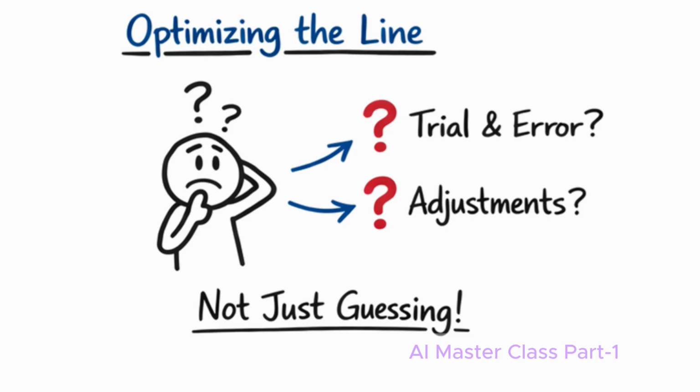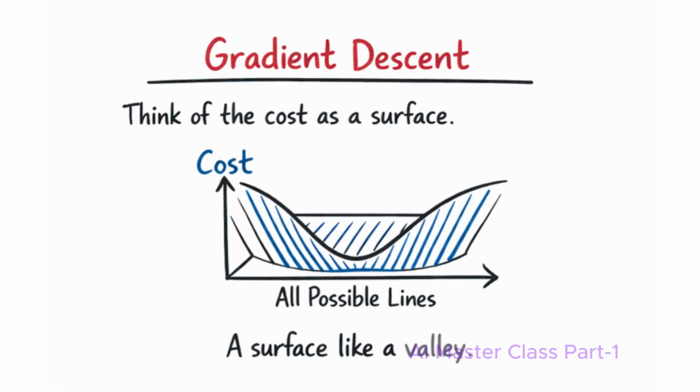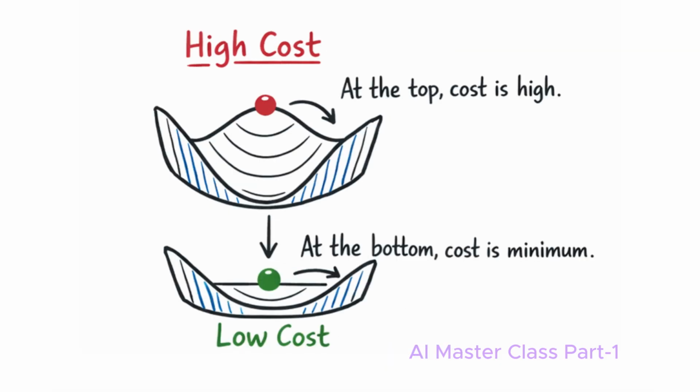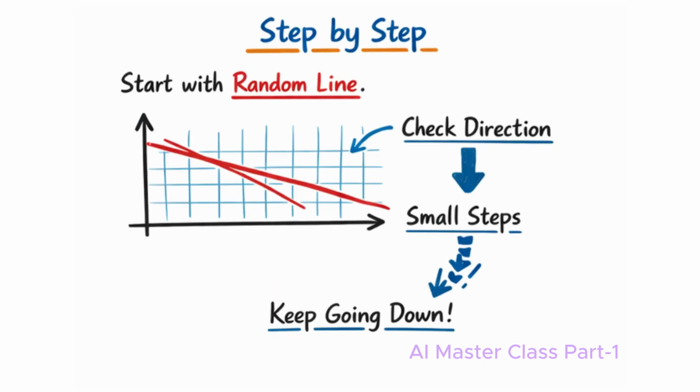We use a method called gradient descent, which we have discussed in many of our previous videos. To understand gradient descent, imagine this. Think of the cost as a surface. For every possible line, there is a cost value. So if you plot all the possible lines and their costs, you get a surface that looks like a valley. So at the top, the cost will be high, and at the bottom, the cost will be minimum. Now, what you do is you start from some random line and then you check which direction the cost decreases.